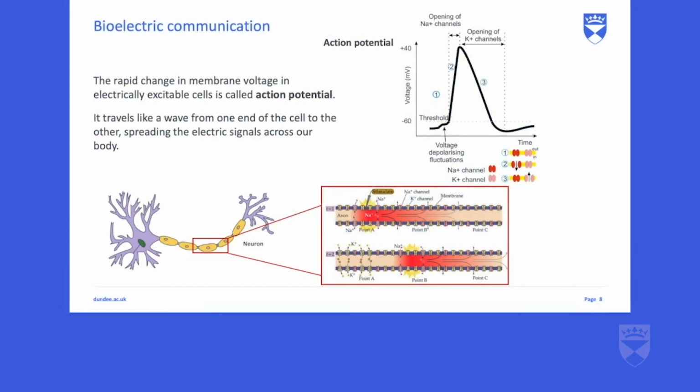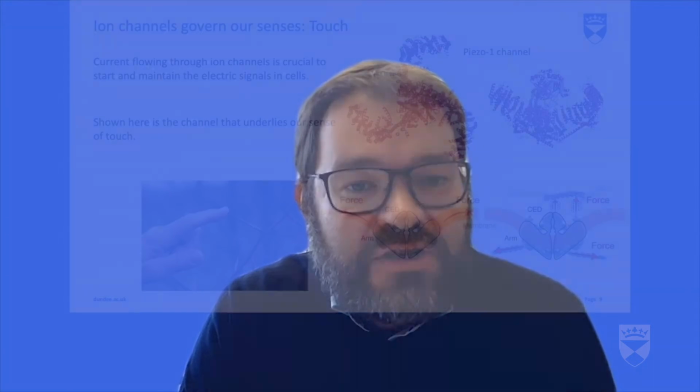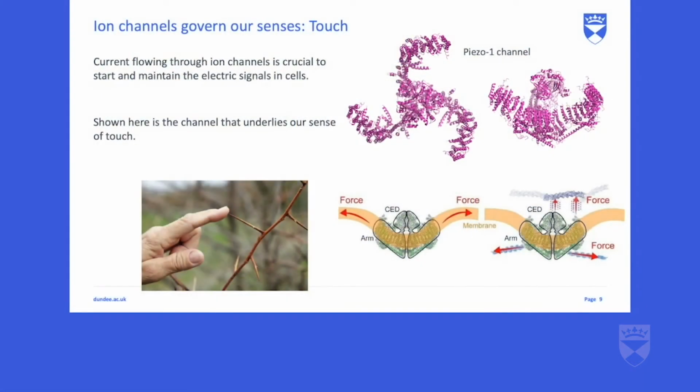The rapid change in membrane voltage from negative to positive values and back in electrically excitable cells is called the action potential. It travels like a wave from one end of the cell to the other, spreading the electrical signals across our bodies. Ion channels are responsible for our senses. The example shown here is the sense of touch. Current flowing through ion channels is crucial to start and maintain the electrical signals in cells.